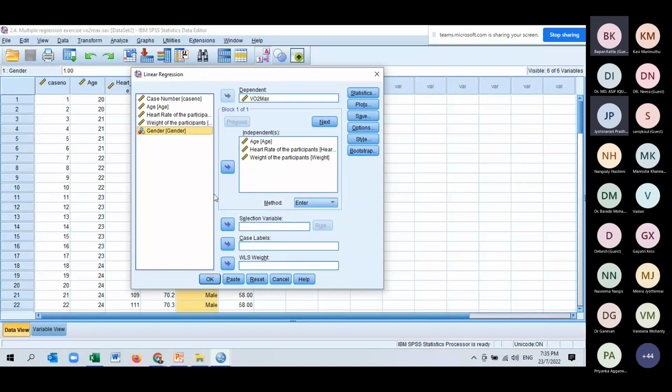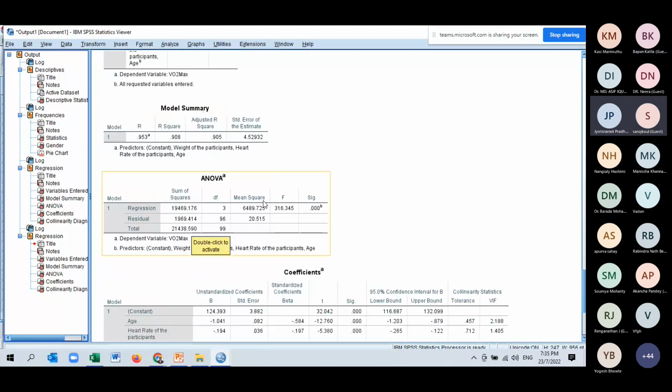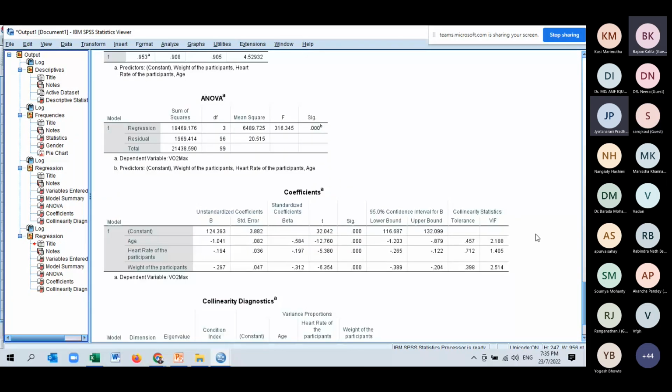Okay, click OK. Let us see how it is now. Slightly the regression difference is there. The model is significant. The variance inflation factor is within the limit. And this is the regression coefficient. Shall we compute the prediction?